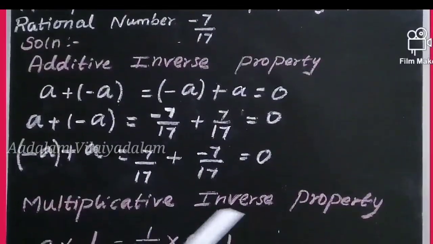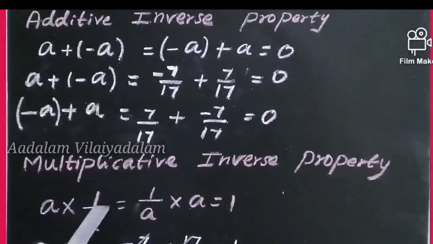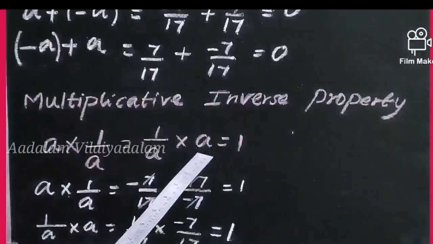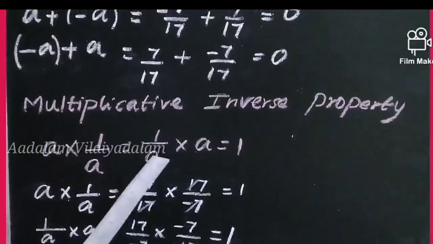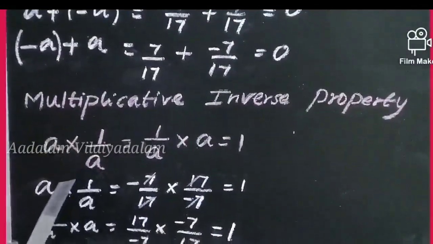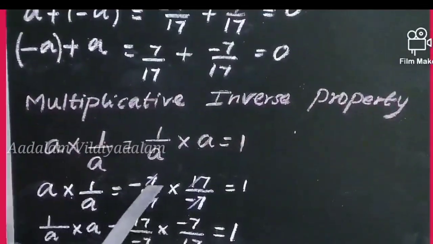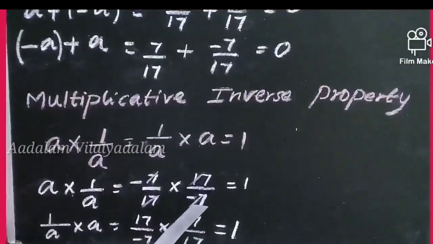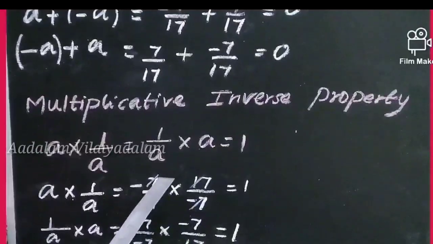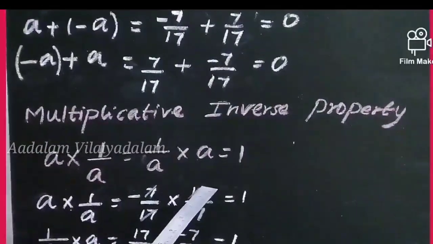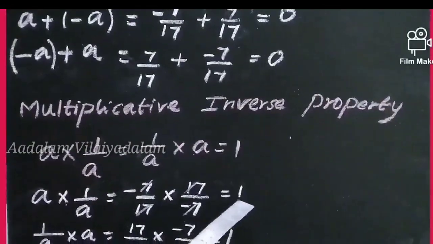Multiplicative inverse property, A into 1 by A is equal to 1 by A into A equal to 1. Here the A value is minus 7 by 17. 1 by A means reciprocal. So minus 7 by 17, the reciprocal value is plus 17 divided by minus 7. Now minus 7 cancel, 17 also cancel. The remaining answer is 1.